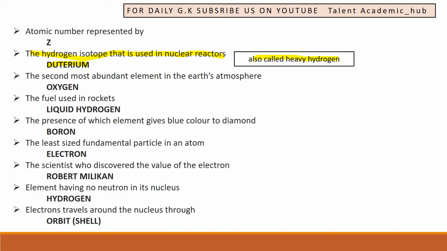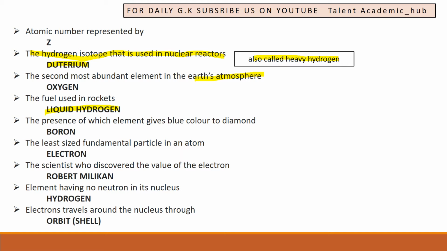The second most abundant element in the Earth's atmosphere is oxygen. Important question. Previous question. The fuel that is used in rockets is liquid hydrogen.